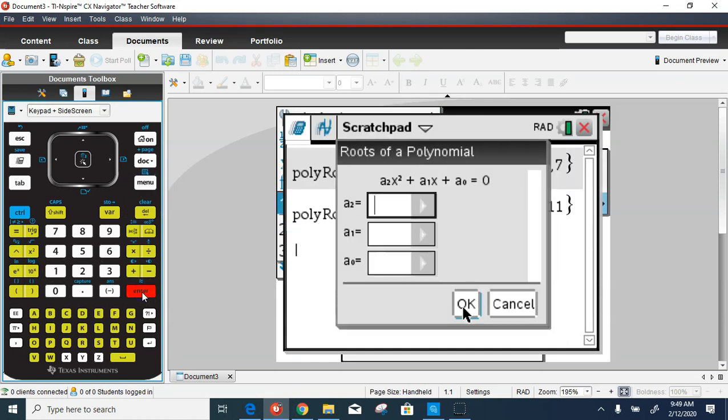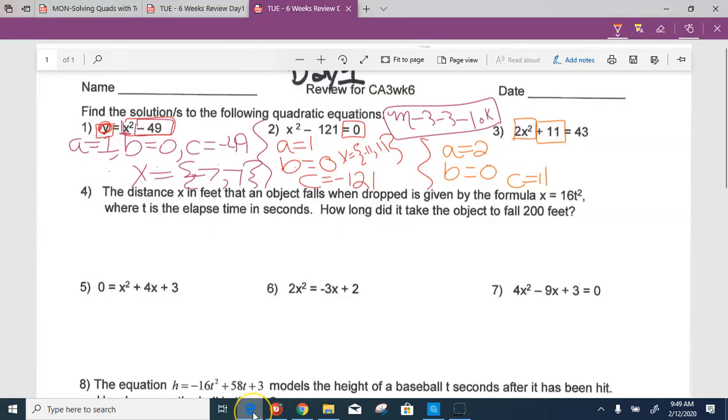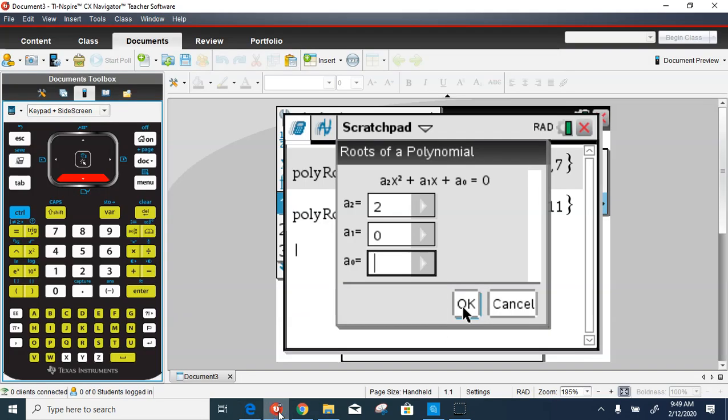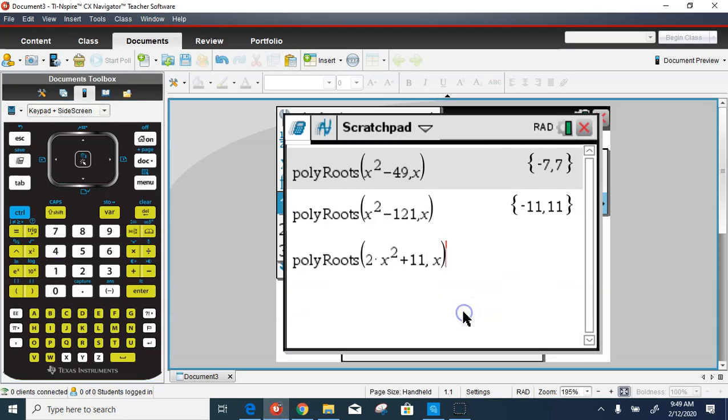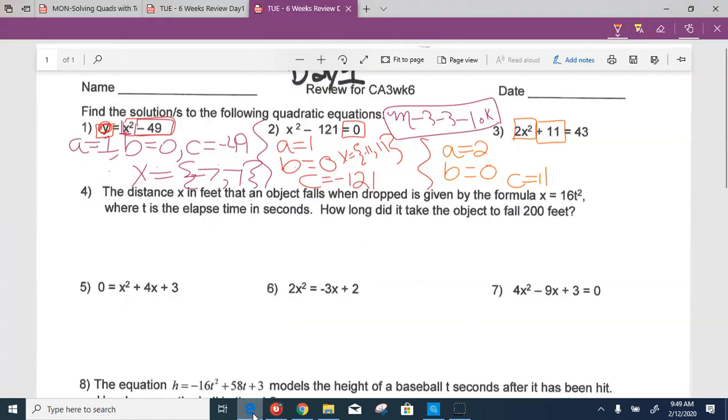And then I have 2 x squared plus 0x. And I believe it was positive 11? Yes, 11. Okay. 2x squared plus 11. That's exactly what my equation says here. Oops, and I caught myself right now. It says equals 43. I didn't follow my own rule of checking if it equals 0.